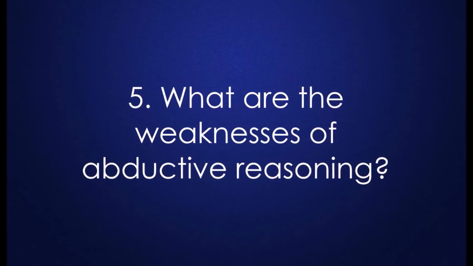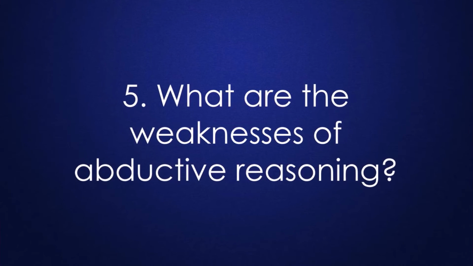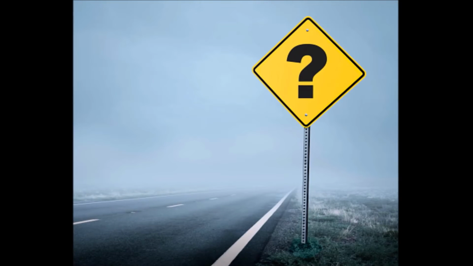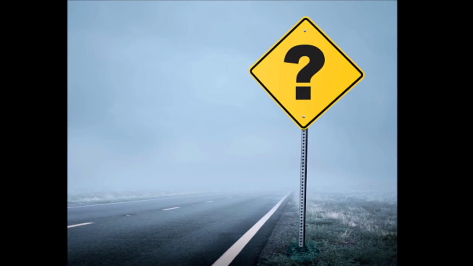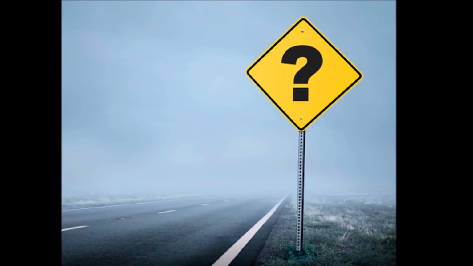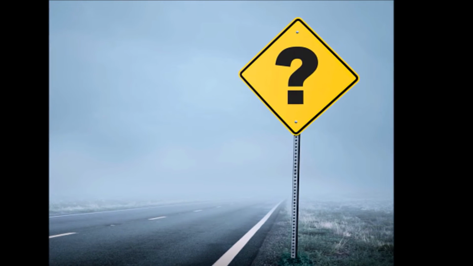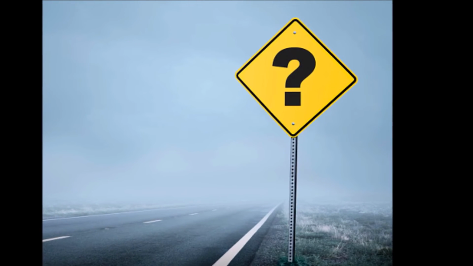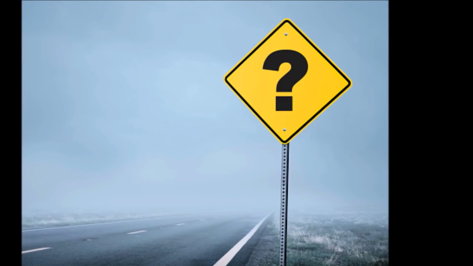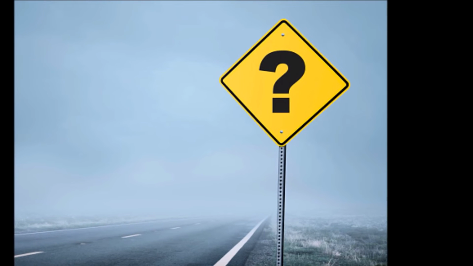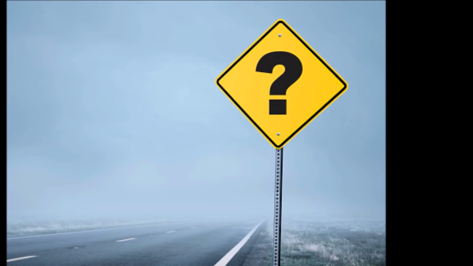5. What are the weaknesses of abductive reasoning? Abductive reasoning tries to conclude that one explanation is better than other explanations, and as a result, in abductive reasoning, there is always uncertainty. The fact we have incomplete information causes this uncertainty.